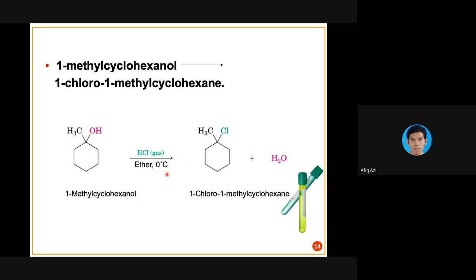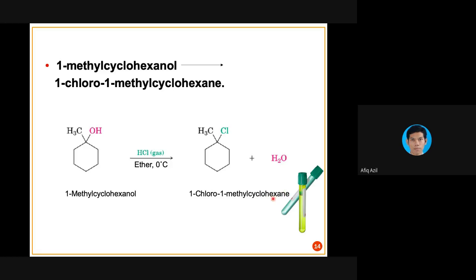So that's why it is best to keep the temperature low, okay, to control the reaction. So what happens is when you mix with HCl, the OH will get replaced with the halogen group. So HCl becomes Cl over here, chloro. So now the name will be 1-chloro-1-methylcyclohexane.